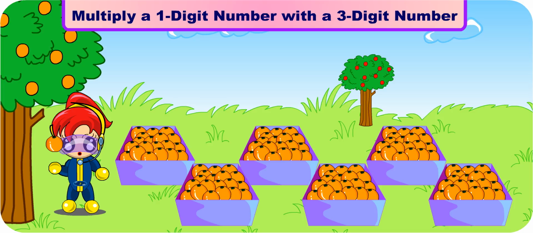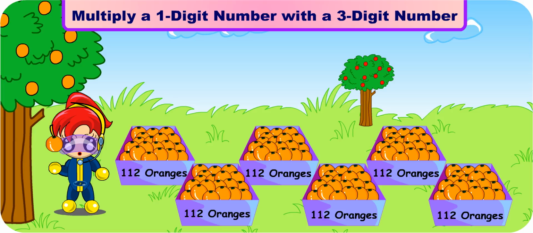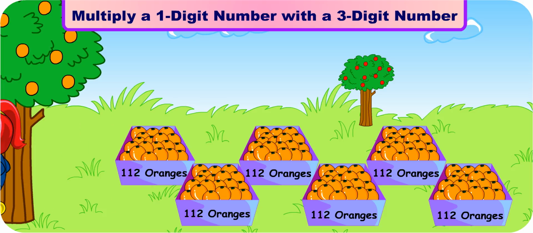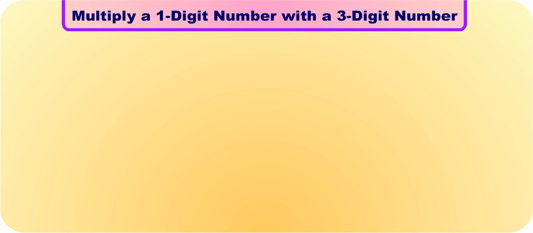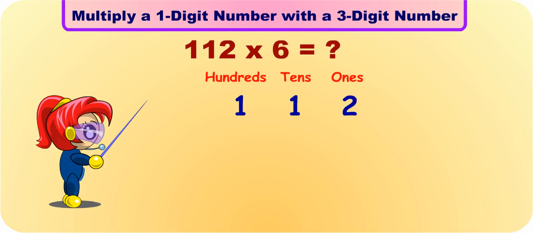Uncle Lim has just given me another 6 boxes of oranges. He has asked me to find out the total number of oranges in all the boxes. This time, there are 112 oranges in each box. Can I use the method you have taught me to solve this multiplication problem of 112 multiplied by 6? Of course you can. The numbers would have to be arranged according to their place values like this. Would you like to show me how this problem is solved, Turbo Girl?